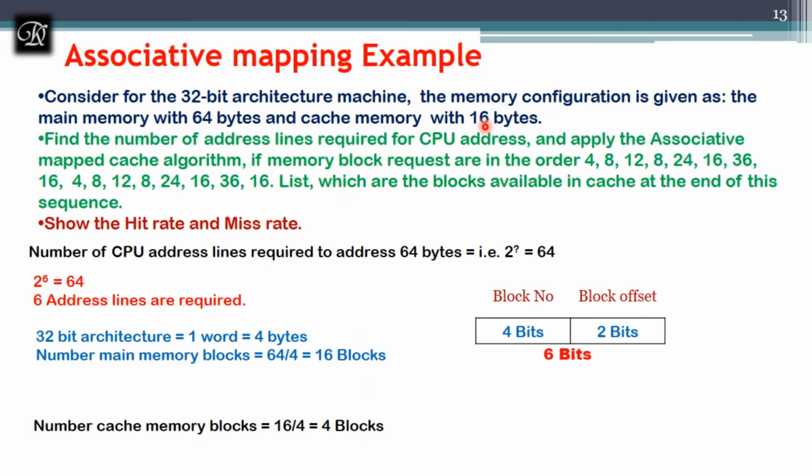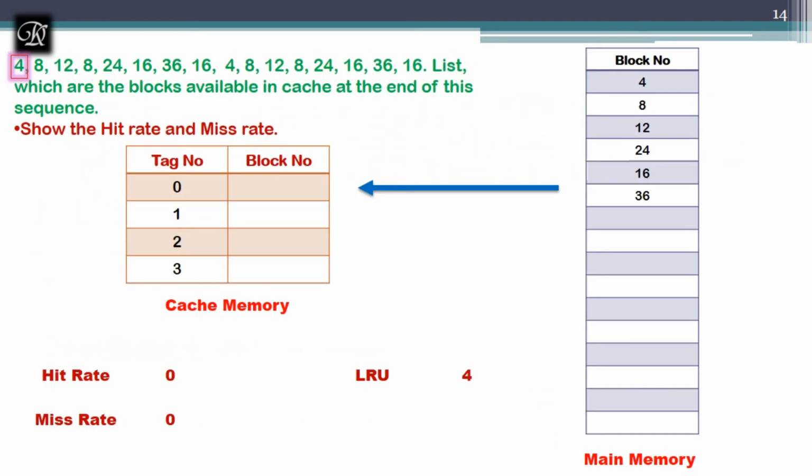16 is the cache size and 4 is the word size, and divided by 4 I will be getting 4 blocks. And as I said, here we don't have a 3 division in the cache for the address, we are having only 2 division. The block offset is a standard which remains as in main memory, and the remaining 4 bits directly go to the tag number.